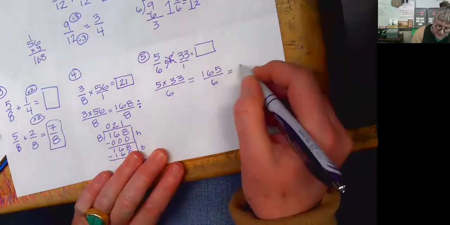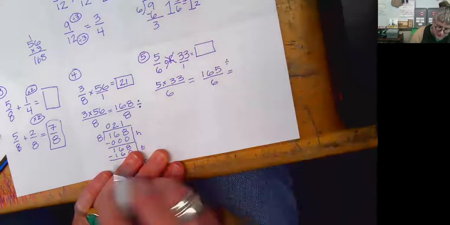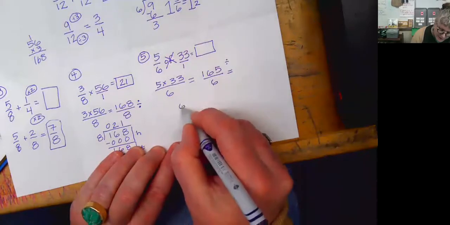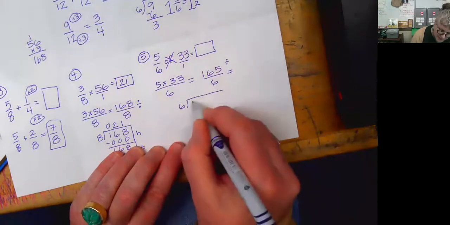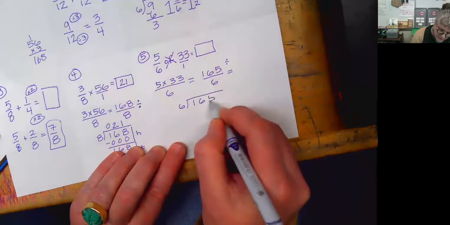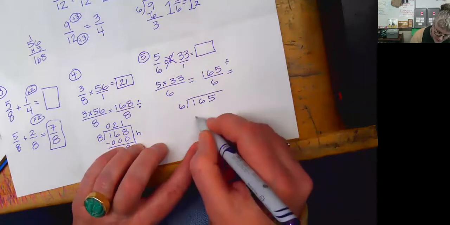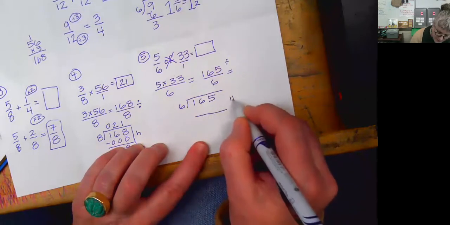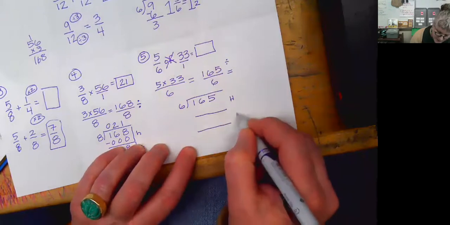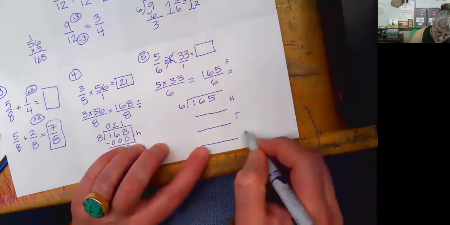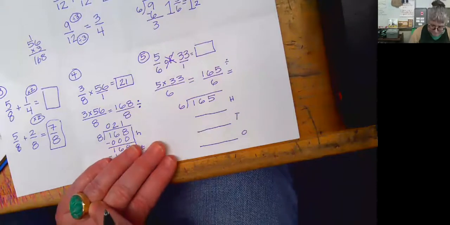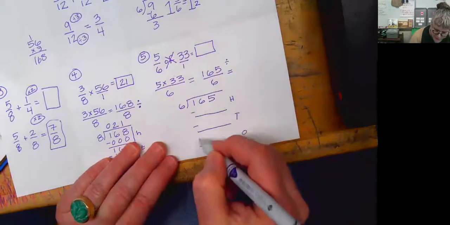And this is the same thing. Remember, this is a division problem. So I'm going to go like this and I'm going to divide it. This is going to be my hundreds. This is going to be my tens. This is going to be my ones. And we're going to subtract as we go.